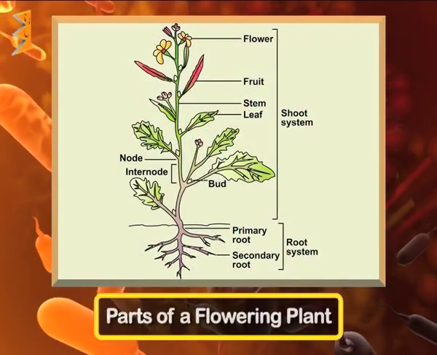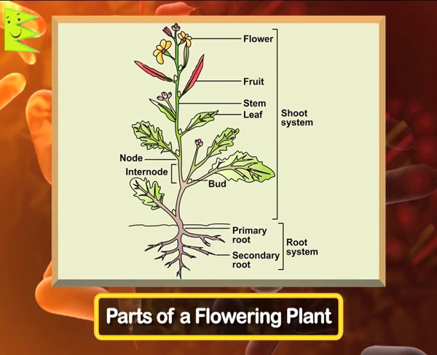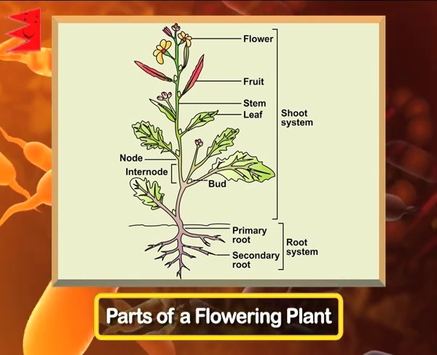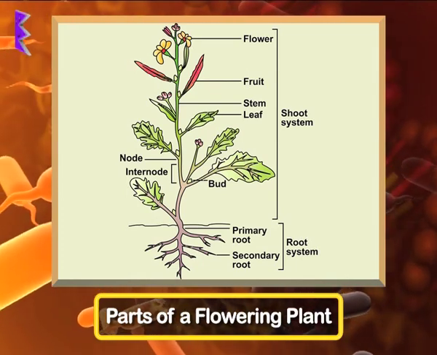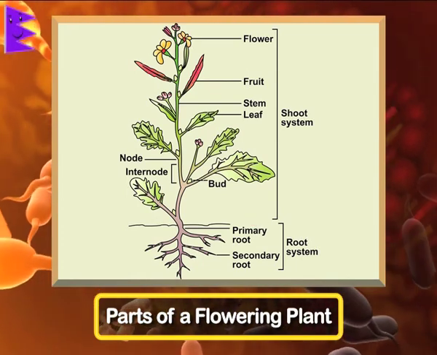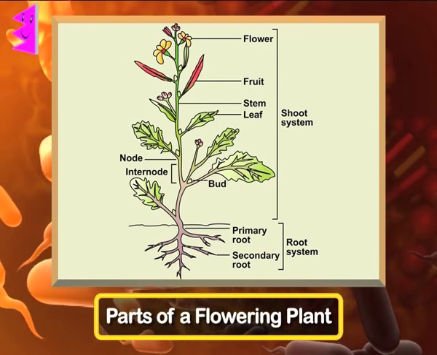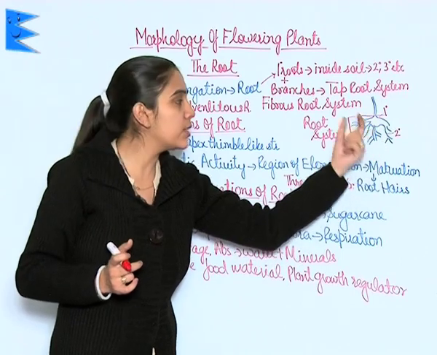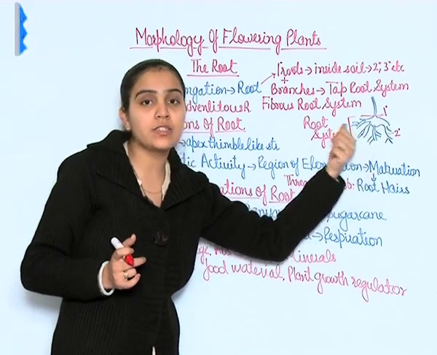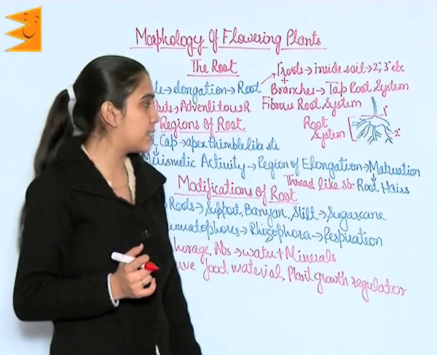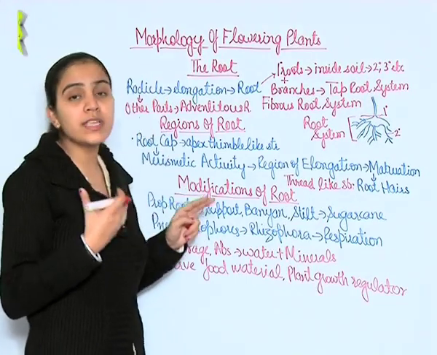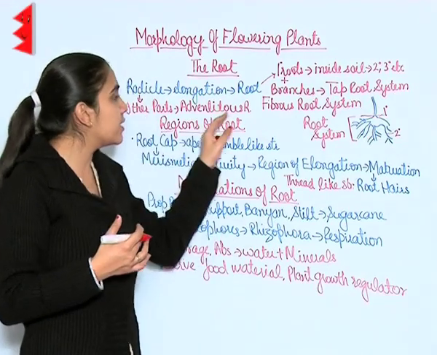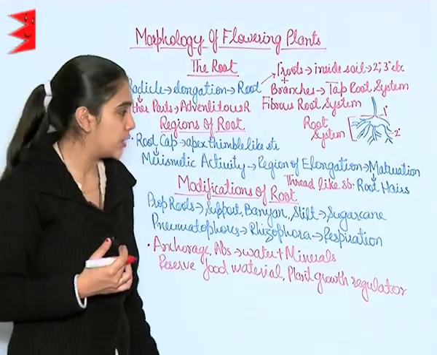Here you can see this is above the soil, this is the stem, and here you can see the roots and how they are branching. This is the primary root and the branches here are secondary roots, and this whole combination of primary roots and secondary roots together forms the root system. When a root is made from plant parts other than the radicle, it is known as an adventitious root.